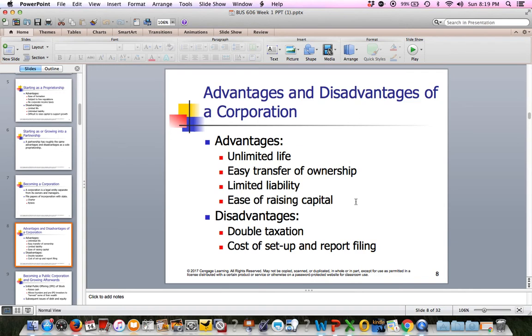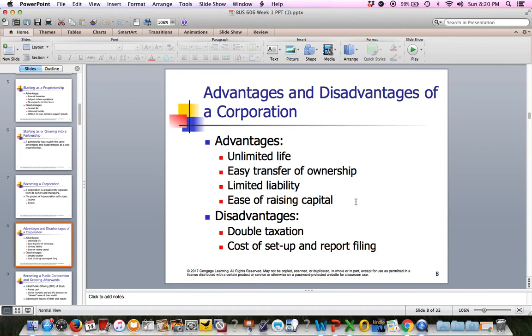Now, there are two big disadvantages. The first one is double taxation. I mentioned earlier that corporations are a separate taxable entity. The IRS views them as a taxable entity. So corporations pay tax on their earnings, and then corporations that choose to pay dividends to their shareholders, and their shareholders have to report dividends as income. So the corporation pays tax on earnings. Earnings left over after tax can then be paid out as dividends to shareholders, who receive that income, but it's taxable income. That's the double taxation.